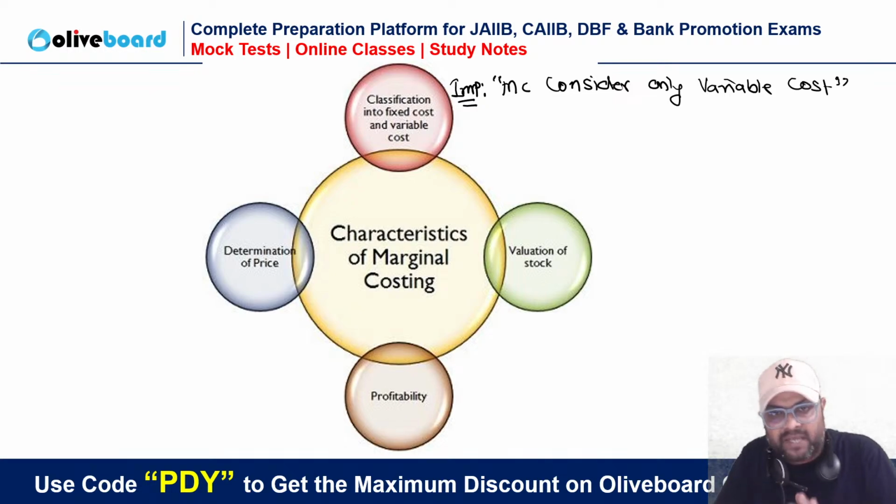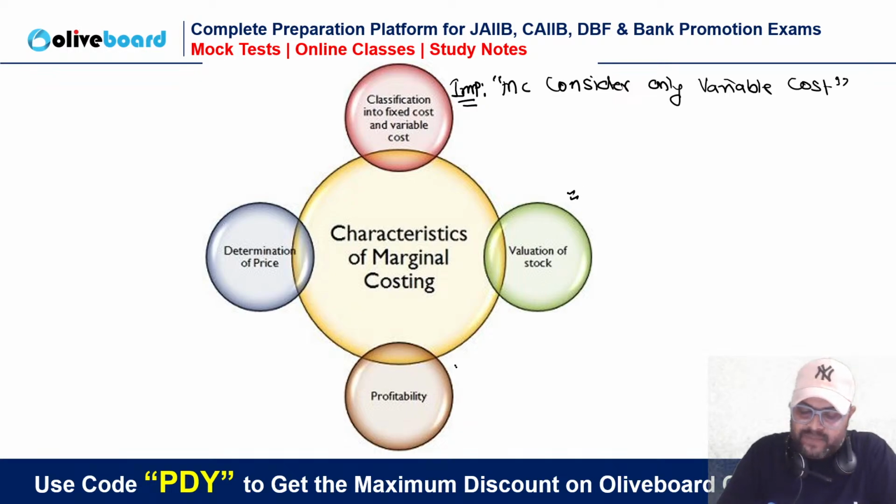It classifies the cost into two categories. One is fixed cost, one is variable cost, but it focuses only and only on the variable cost. It does not focus on the fixed cost. Second, it helps in valuation of the stock because it tells you which cost you should consider when you value your stock. You should consider only variable cost.